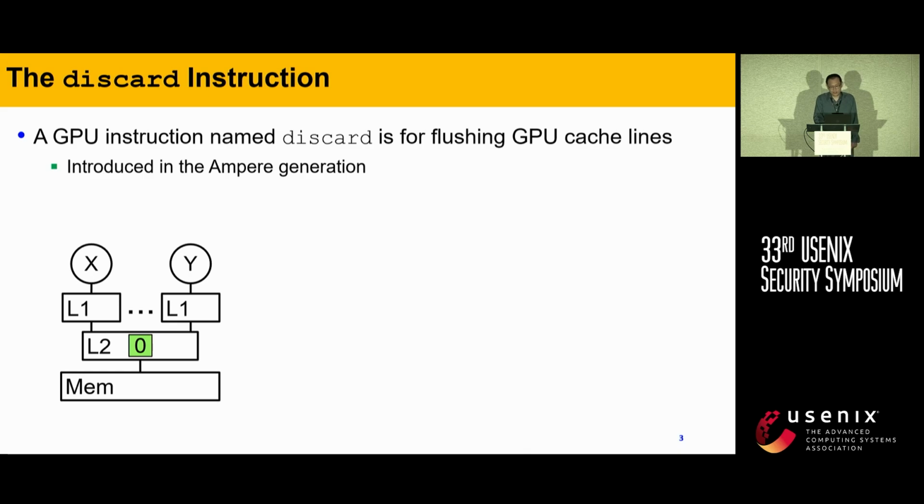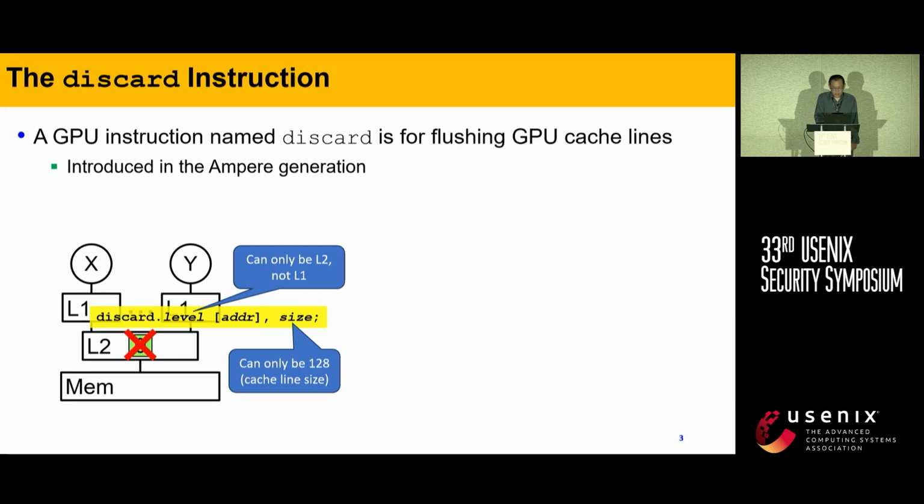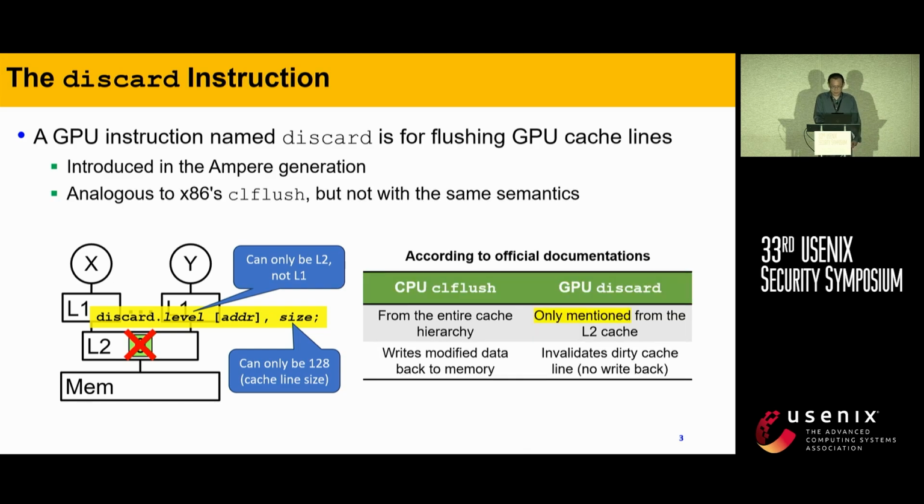The discard instruction was introduced in the Ampere generation, and it is designed to facilitate the removal of GPU cache lines. Here's the syntax of the discard instruction. Aside from the address, we also need to specify the cache level and the number of bytes. Interestingly, the level can only be specified as L2, and the size must be 128, which is the cache line size.